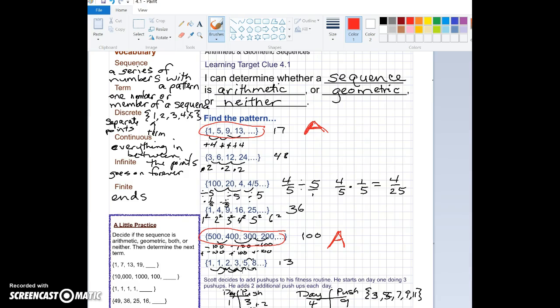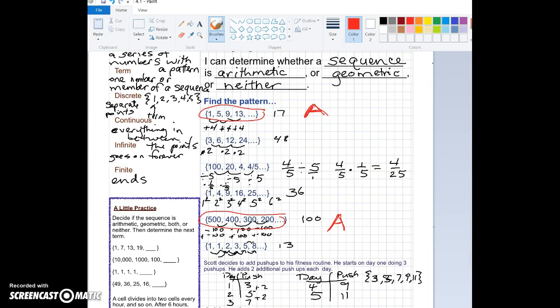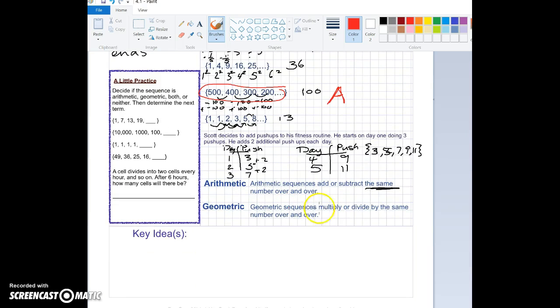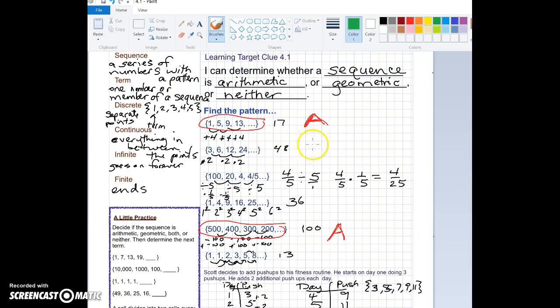And then let's take a look at geometric sequences. Geometric sequences multiply or divide by the same number over and over again. So let's see if we can find our geometric sequences. Well, this one is geometric because I multiplied by 2, and this one right here is geometric because I multiplied by 1/5, or divided by 5.